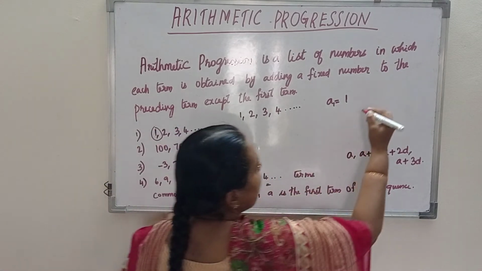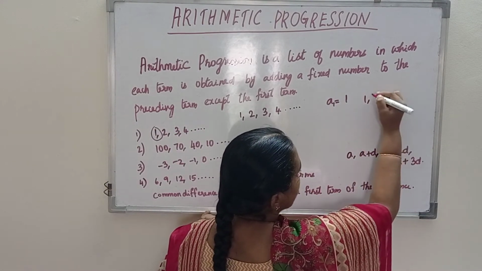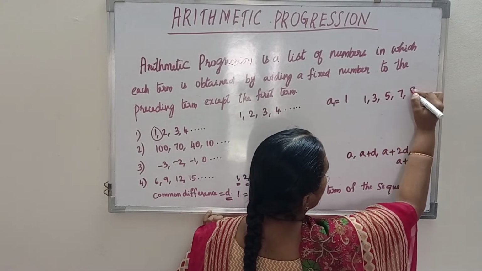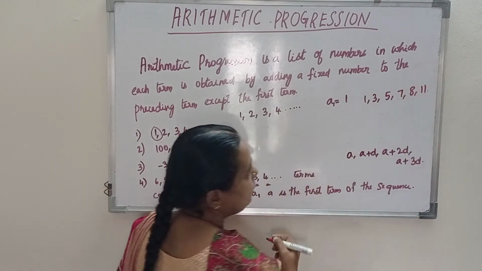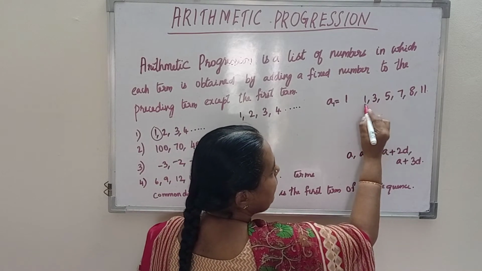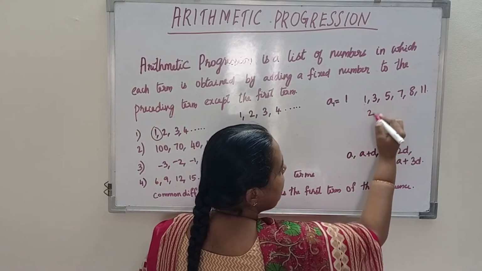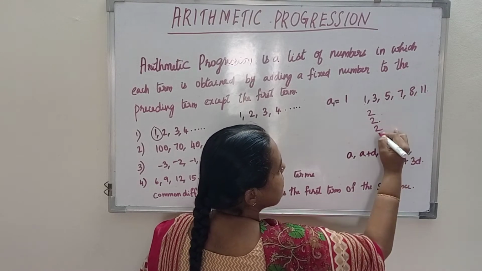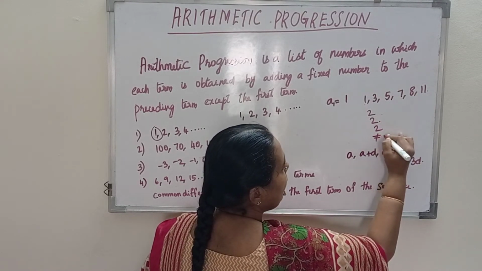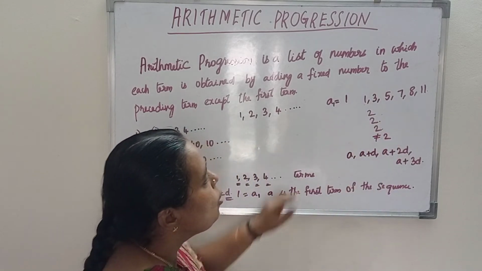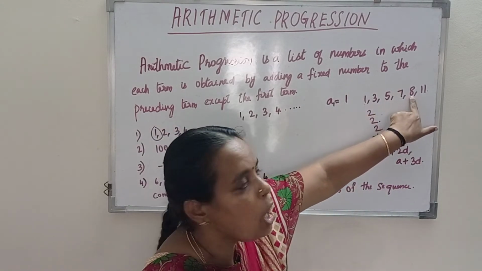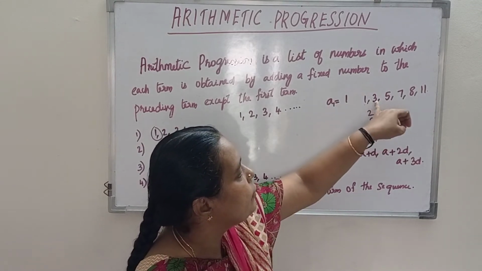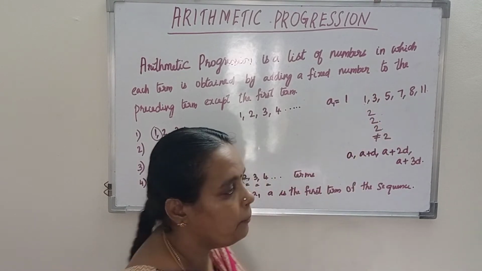See, suppose we have, as I told in the previous video, 1, 3, 5, 7, 8, 11. Here 3 minus 1 is 2, 5 minus 3 is 2, 7 minus 5 is 2, but 8 minus 7 is not 2. So this sequence is not in AP. To be in AP, the difference should be a fixed number.